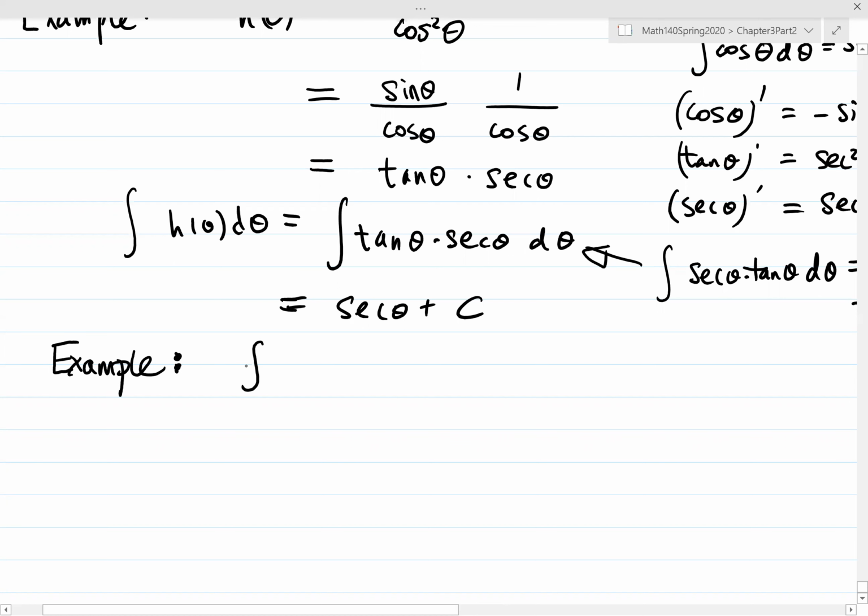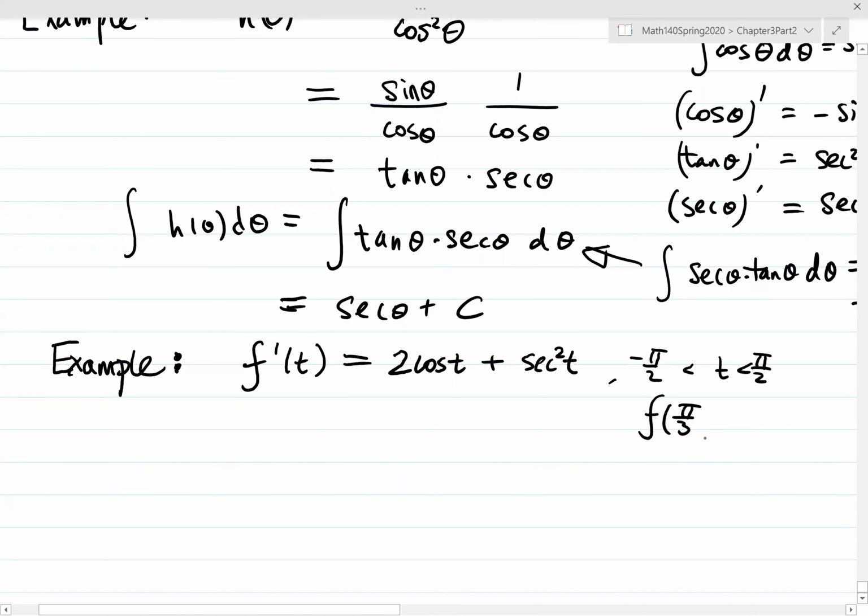Okay, we do this. f derivative of t equals 2 cosine t plus secant squared t. Here, t is from negative pi over 2 to pi over 2. And f of pi over 3 is 4. Find f of t. Find f.